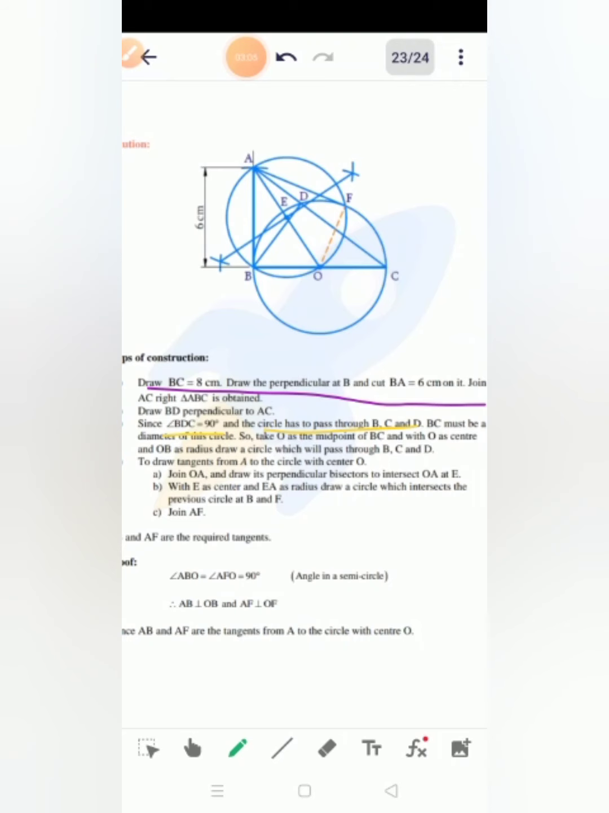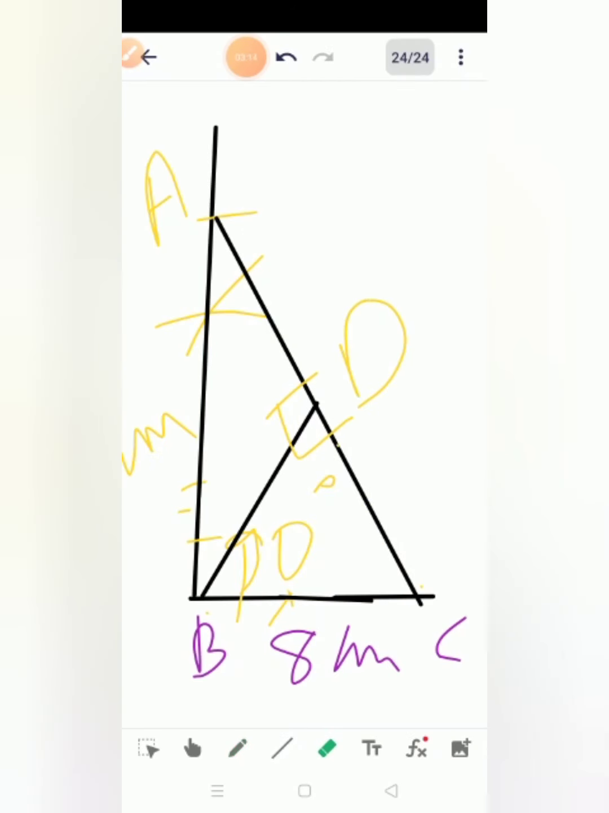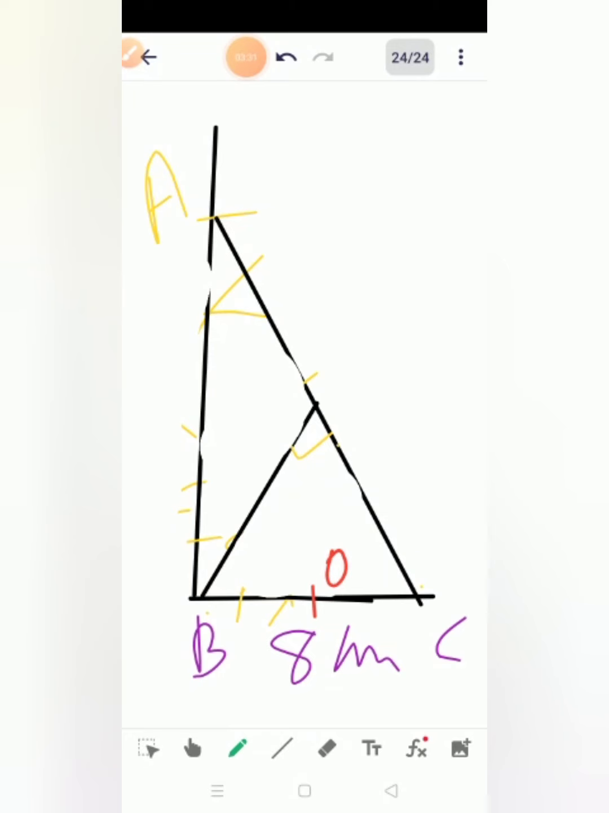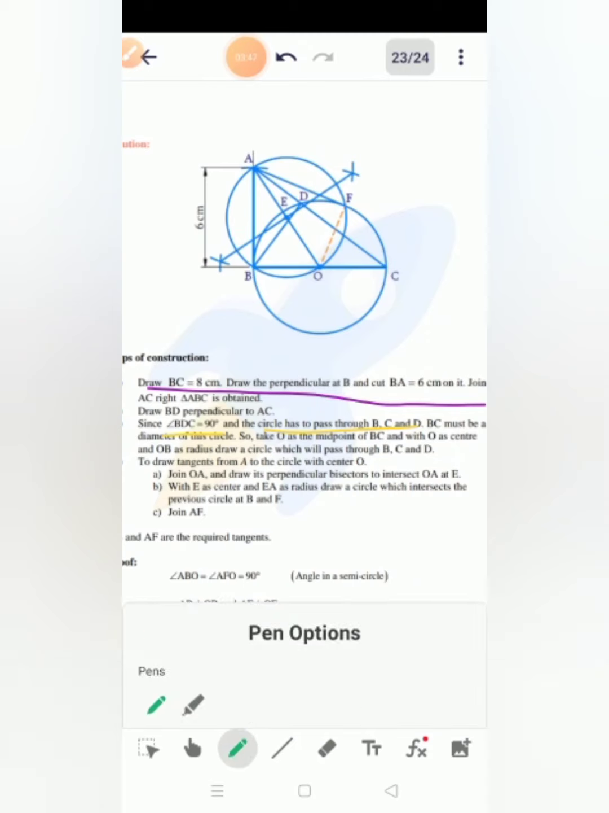So take O as the midpoint of BC and with O as center and OB as radius, draw a circle. I'm rubbing everything now because it's too messy here. Okay, look here. You mark some point on BC, that is O. After that, taking O as center and OB as radius, draw a circle which should pass through B, C and D like this. This is not a perfect circle, but you need to draw a circle like it's given here.